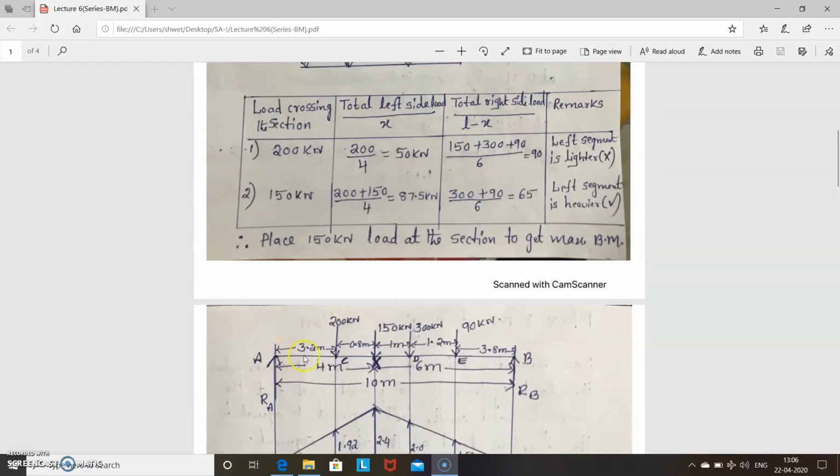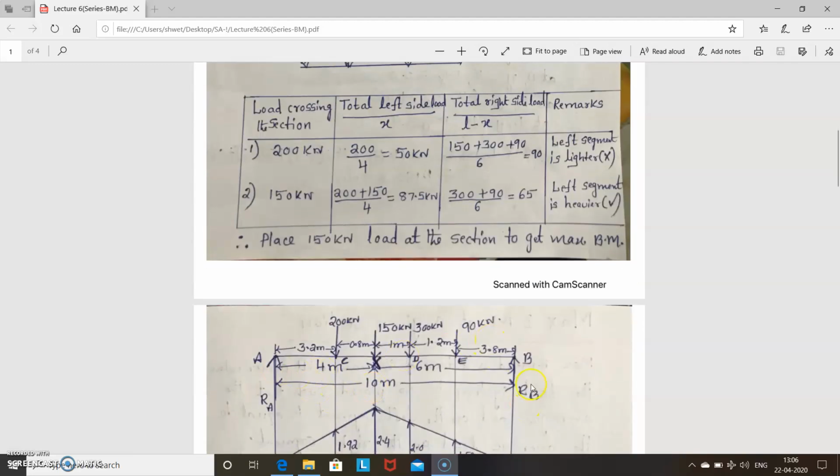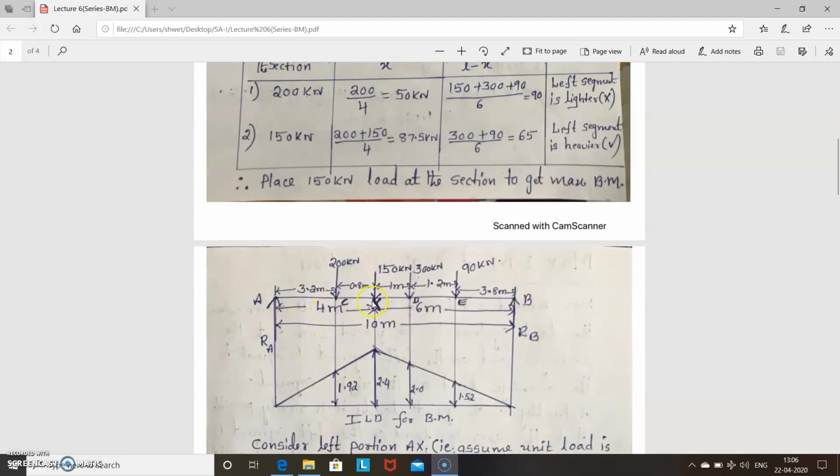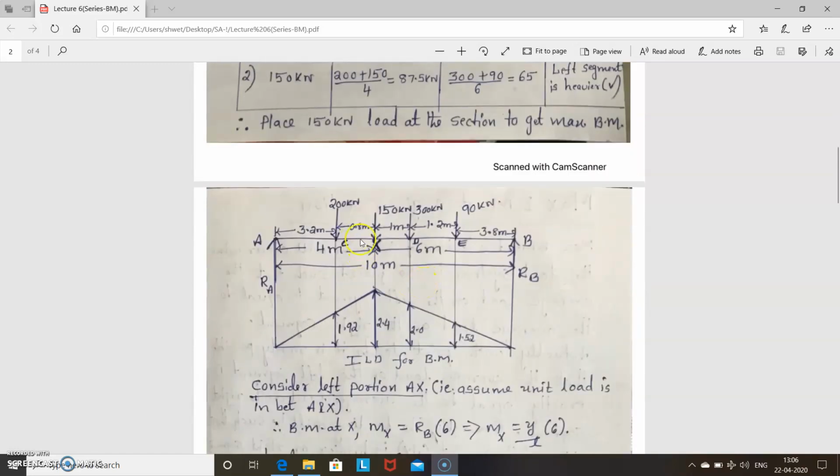So now you draw simply supported beam of 10 meters span. Okay, this is of 10 meters span AB, and the section is located at a distance of 4 meter. It is told here 4 meter, so remaining is 6 meter. So AX is 4, XB is 6.